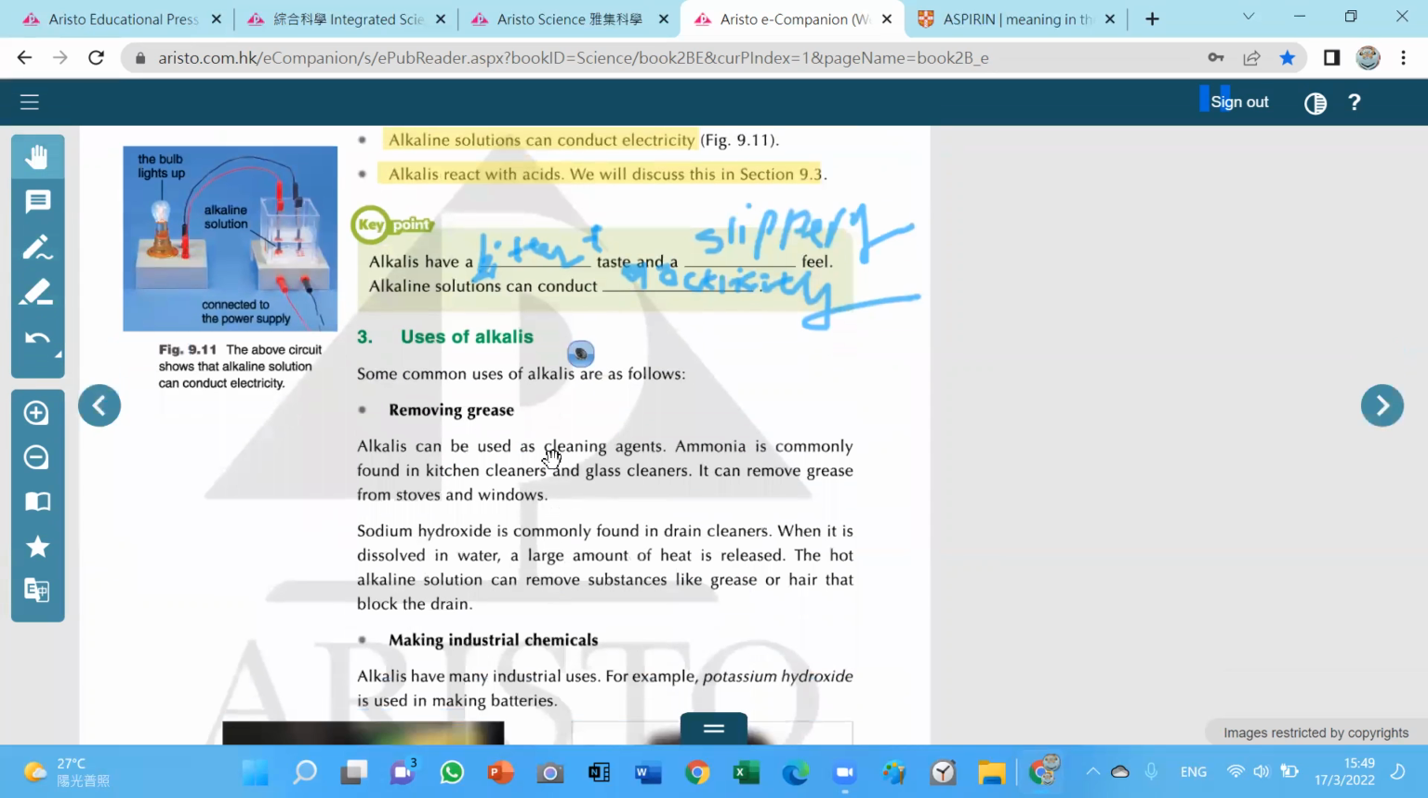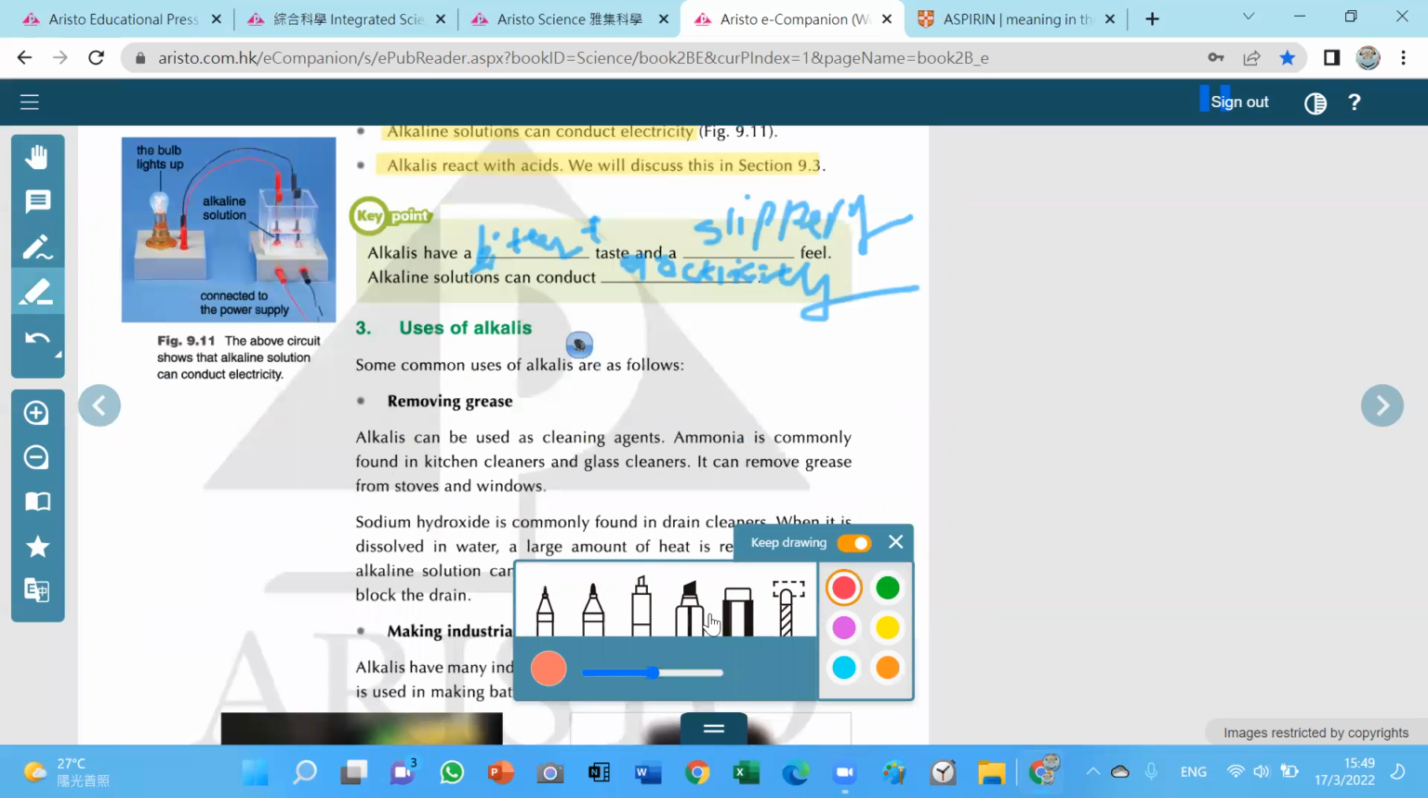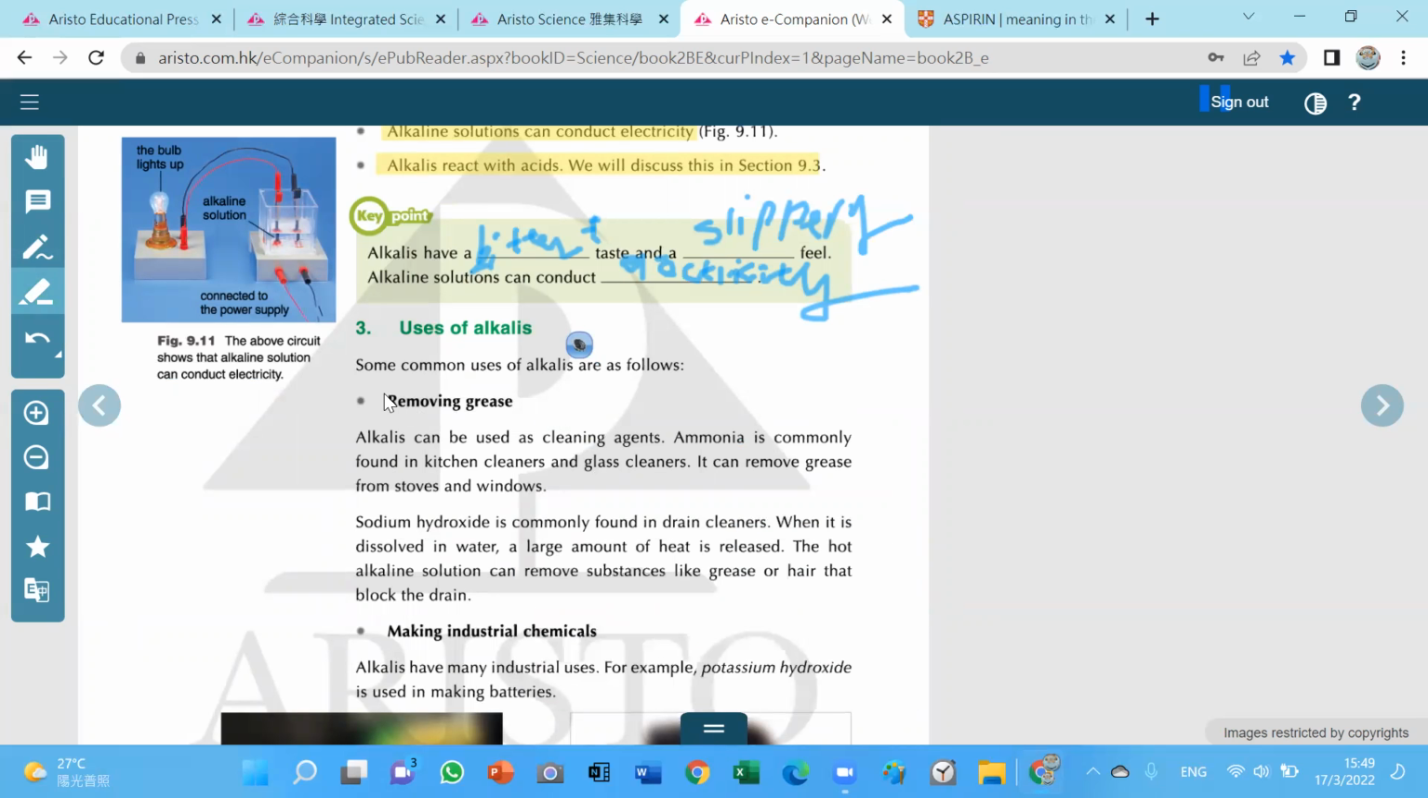Okay, so the uses of alkalis. Some common uses of alkalis are as follows. Removing grease. Alkalis can be used as cleaning agents, and ammonia is commonly found in kitchen cleansers and glass cleaners. They can remove grease from stoves and windows. Sodium hydroxide is commonly found in drain cleaners. When it is dissolved in water, a large amount of heat is released. The hot alkaline solution can remove substances like grass or hair that block the drain.